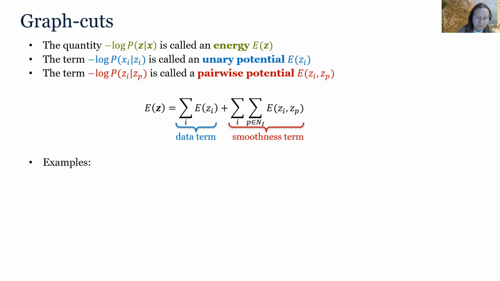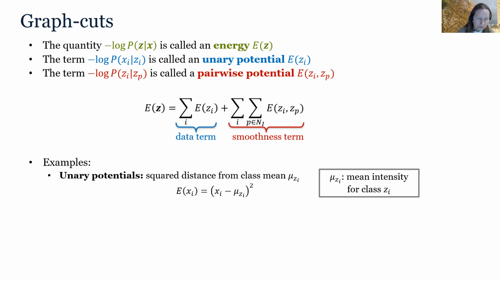Now, how do we define these potentials, these energies? A very common way of defining the unary potential is simply the squared distance from the class mean. If we have two classes, then we can just calculate the squared distance from the class mean, and that will give us the unary potential. If you notice this energy, we will minimize it. So we will basically want to choose the class that has a mean that is closer to the intensity. It makes sense. We want to minimize this difference to minimize the energy.